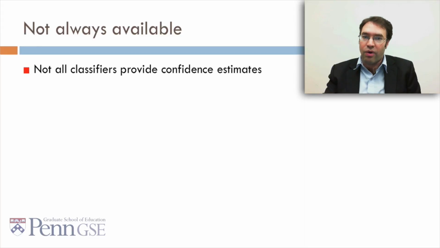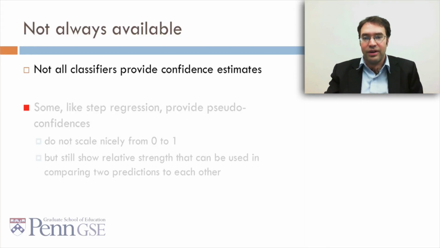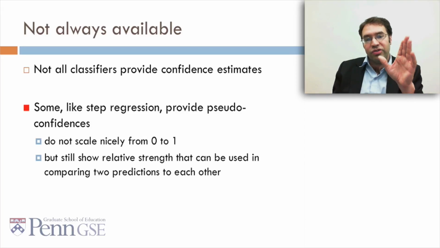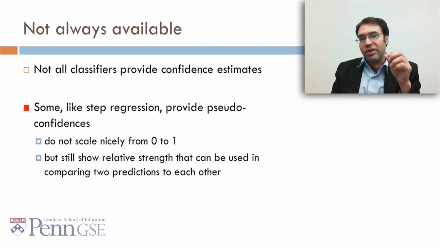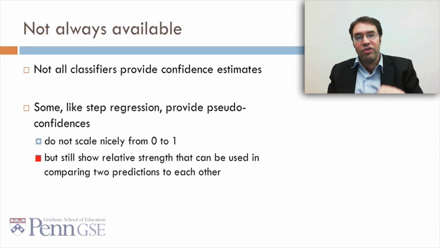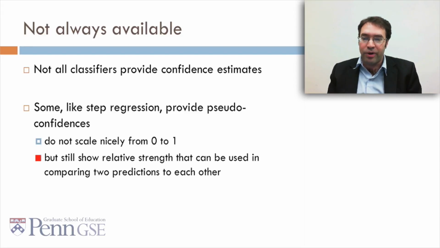You'll be magnifying the apparent difference between the two students. Now, confidences are not always available. Not all classifiers provide confidence estimates. Some, like step regression, provide pseudo-confidences, estimates of how strong the prediction is that don't scale nicely from 0 to 1. These still show relative strength that can be used in comparing two predictions to each other. They're still worth keeping and thinking about.